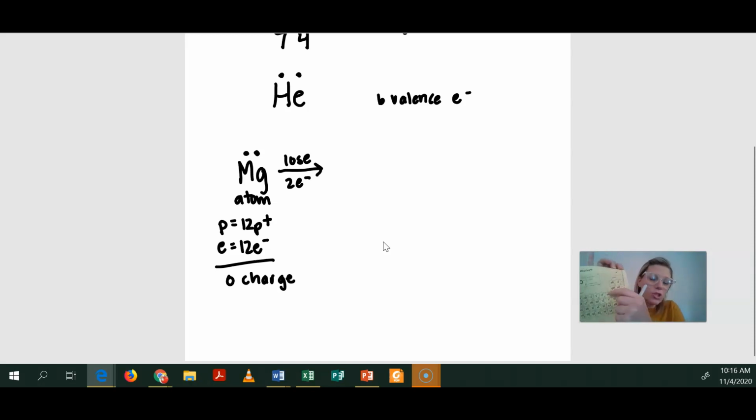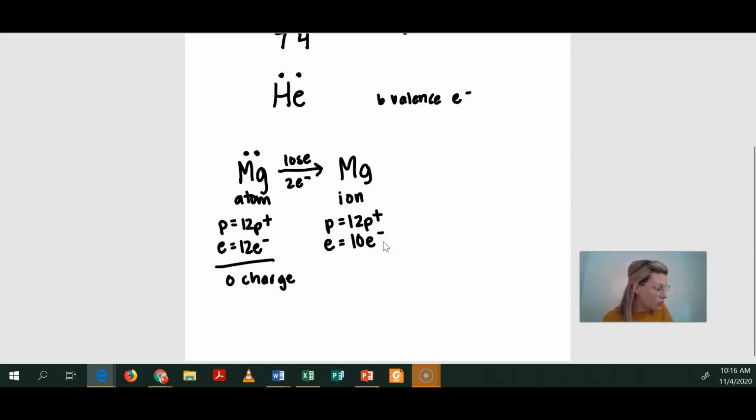And so we want to lose 2 electrons to have that full 8 in the valence shell below it, okay? So we're going to lose 2 electrons. Now let's first talk about the charge that forms. So in our magnesium ion, we now have a total of 12 protons. Remember, protons don't change. And we have electrons. We have a total now of 10 electrons.